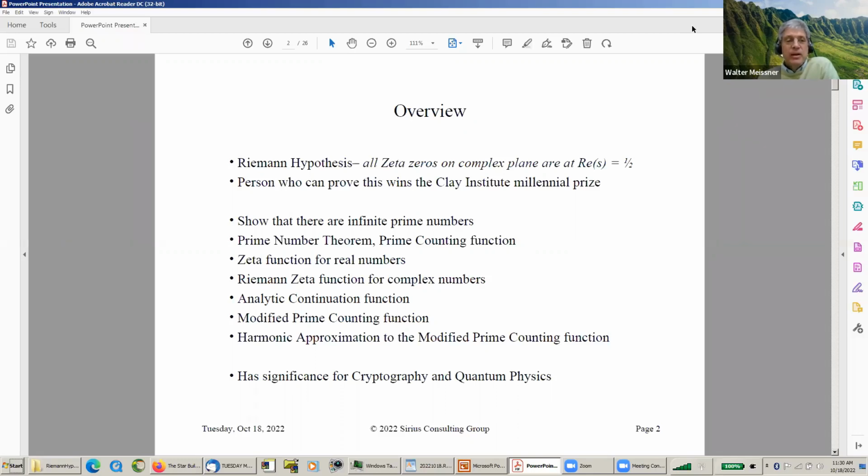What we'll be covering is we'll show that there's an infinite number of prime numbers. We'll talk about the prime number theorem, the prime counting function, the zeta function for real numbers, the Riemann zeta functions for complex numbers, analytic continuation, a modified prime counting function, and a harmonic approximation to the modified prime counting function. And all this has significance for cryptography and quantum physics.